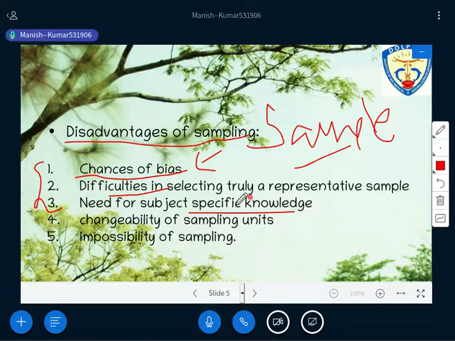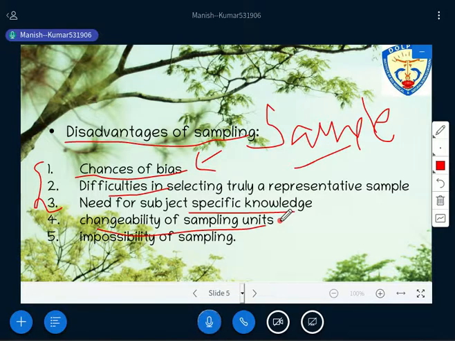Okay, now the changeability of sampling units, right, how the sampling units can be changed. There are certain reasons that we need to understand. The first thing is that if the population is not homogeneous, your sampling techniques may not be that scientific. Is it okay? Then you have to change your sampling unit.